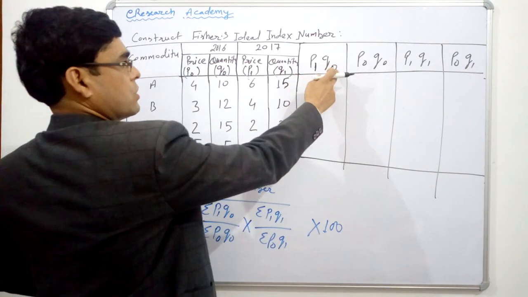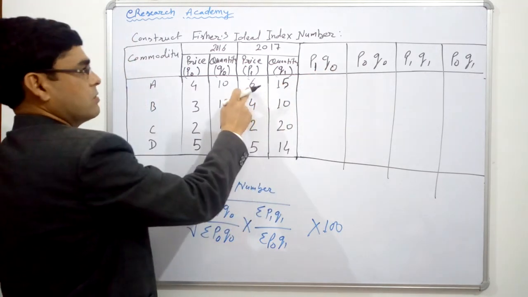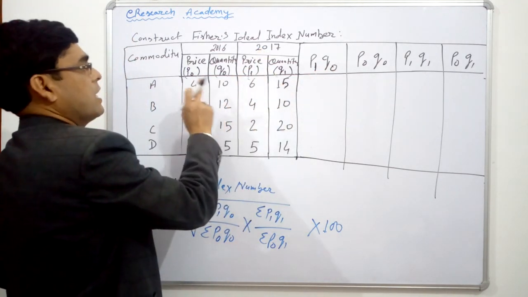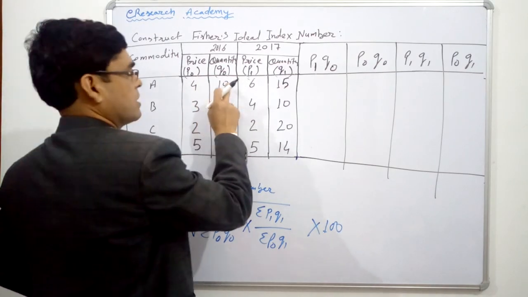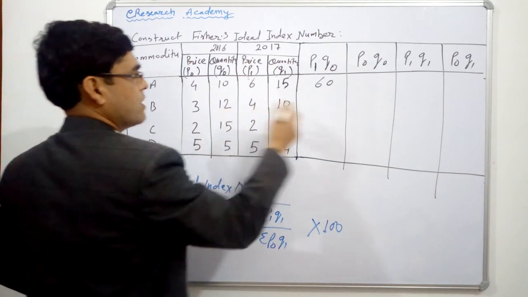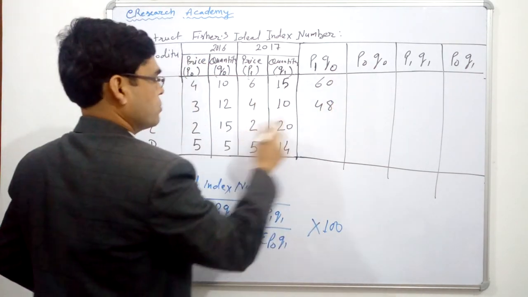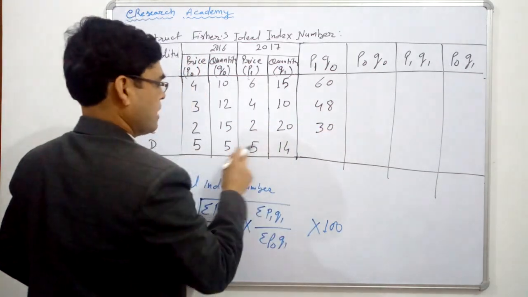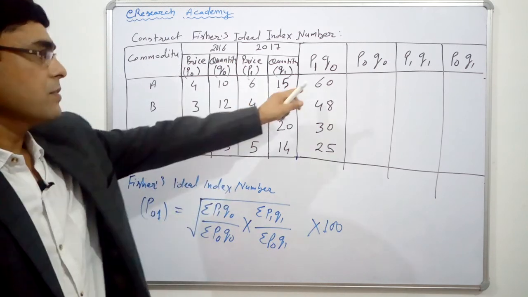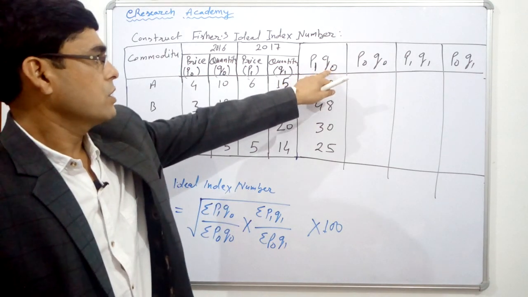P1 Q0 means P1 multiplied by Q0. P1 is the price for the current year, 2017, and Q0 is the quantity for the base year. 10 into 6 is 60. 4 into 12 is 48. 15 into 2 is 30. 5 into 5 is 25. So this is the multiplication between P1 and Q0.